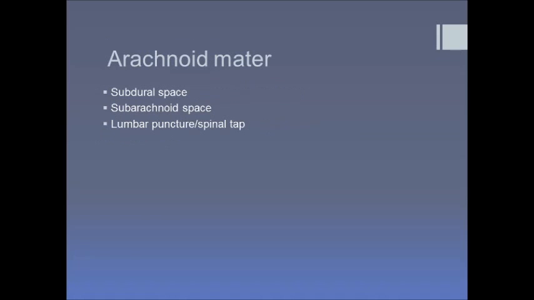For the arachnoid mater, the space underneath the dura mater before the arachnoid mater is called the subdural space, which is a potential space because typically it does not exist unless some trauma occurs and blood fills that space or some other kind of fluid that should not be there.